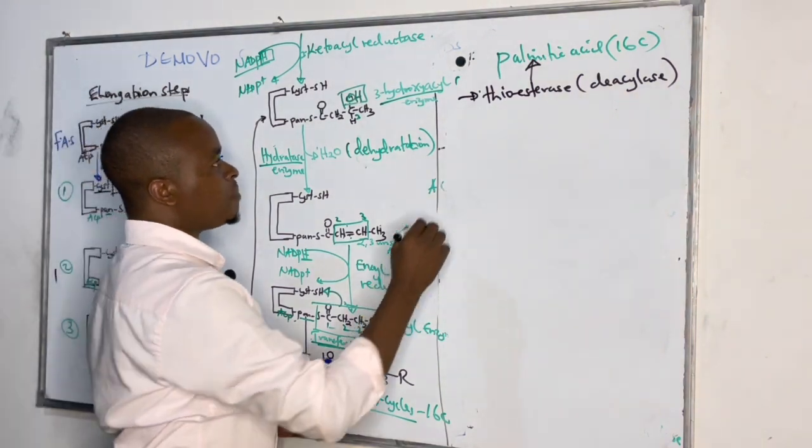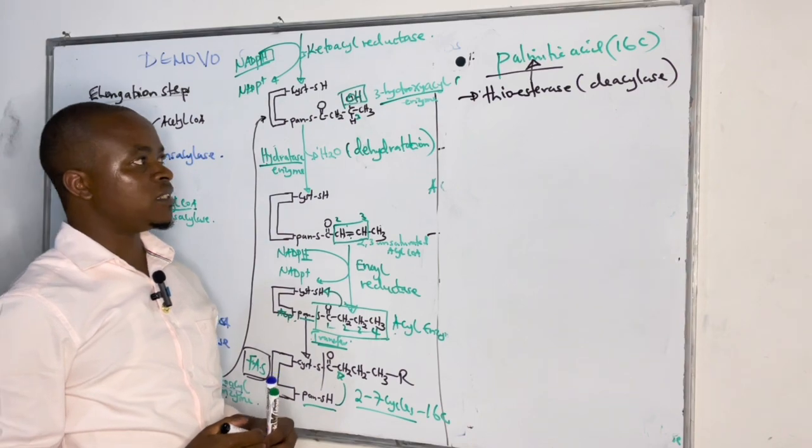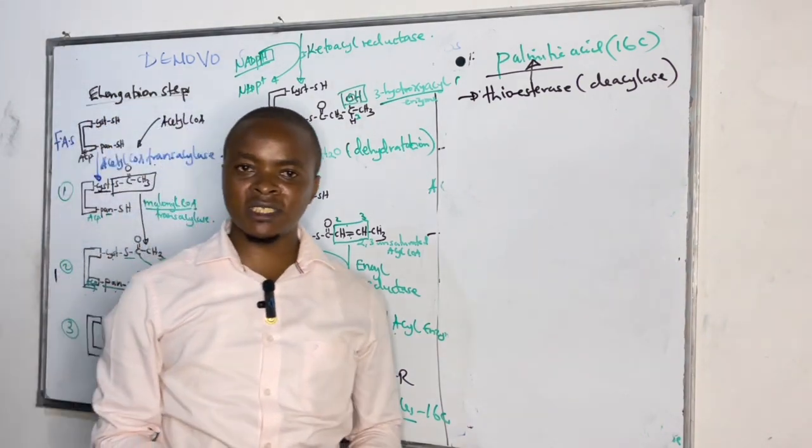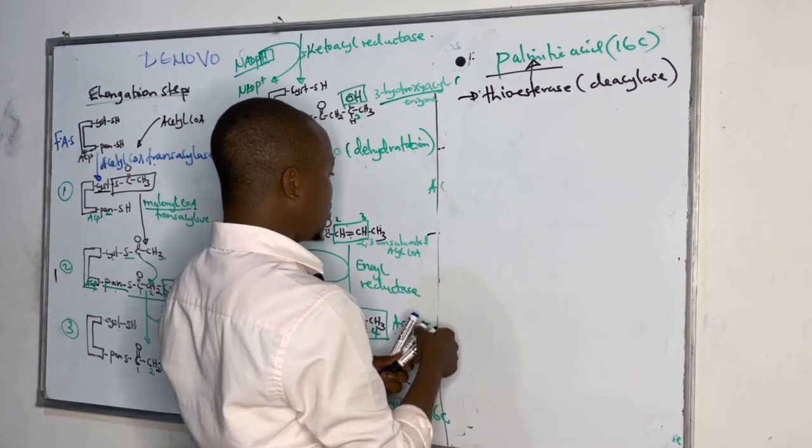So after forming our palmitic acid, which we can use to form other long-chain fatty acids, we want to see how this de novo synthesis is regulated. So another step is we can look at regulation.